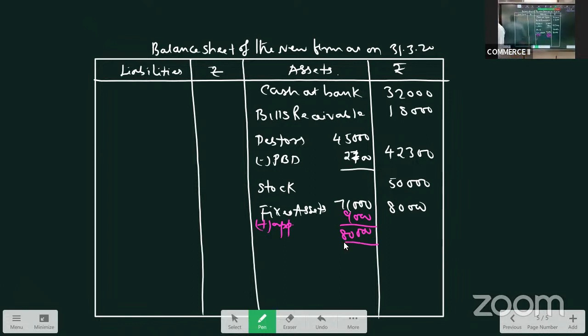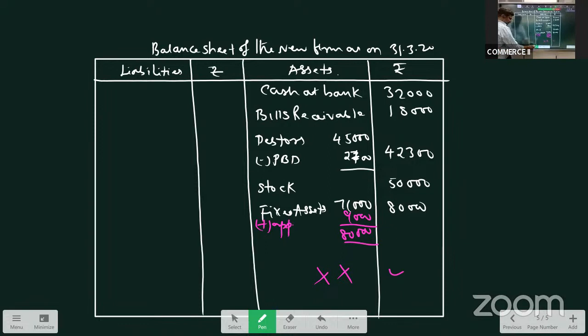And if you remember, in the last problems, what we were doing in the last 2 days, where goodwill was valued, I was showing goodwill on the asset side. But here, we will not show it. Why? Because the goodwill is written off. Written off means there is no balance left in the goodwill account. As such, it will not appear in the balance sheet.